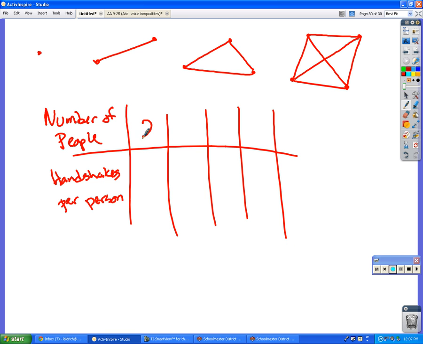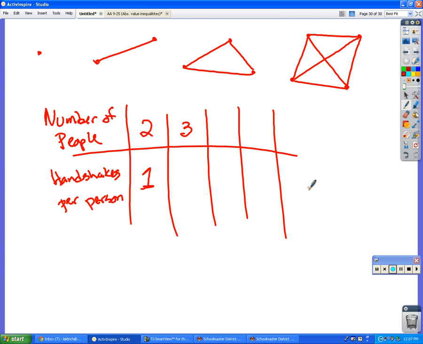So if we have 2 people right here, how many total handshakes does this person make? 1. And you can tell that because why? There's 1 line coming from that dot, right? How many total handshakes does this person make? Also 1, all right? And so the handshakes per person here is 1.